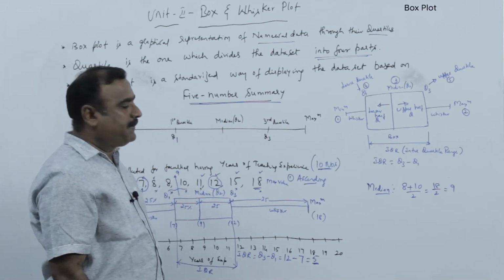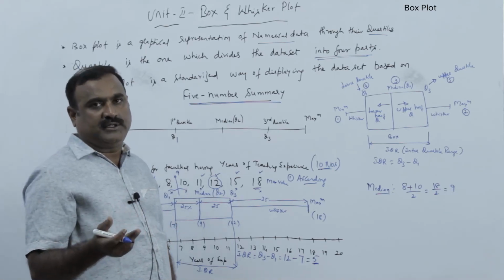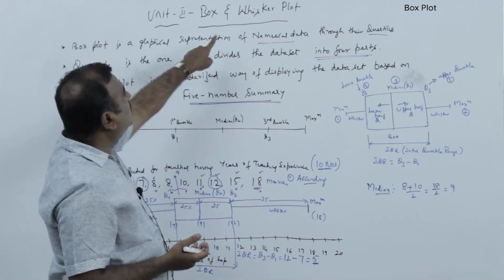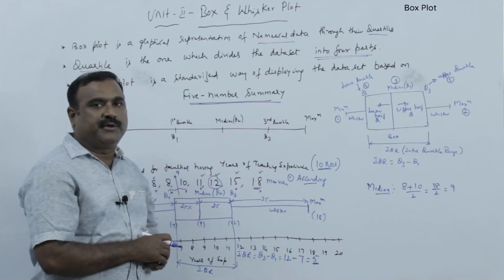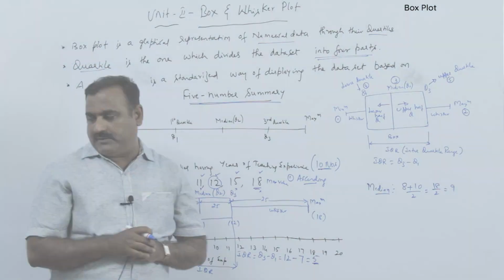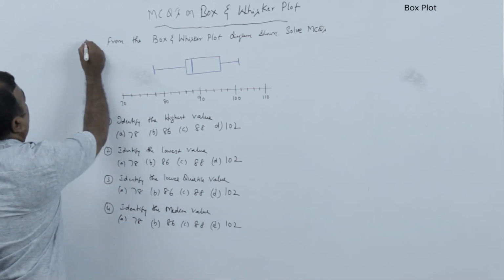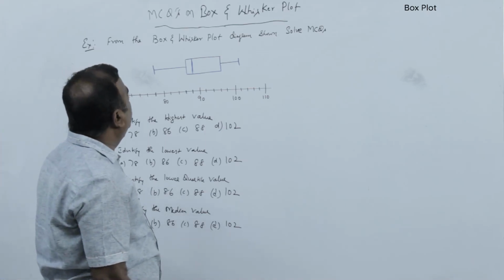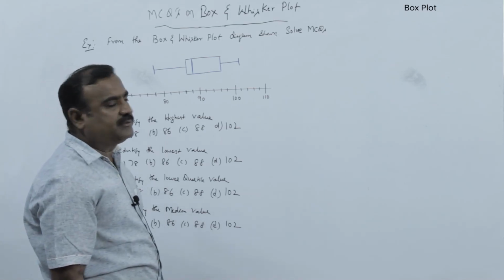These you should remember. Now, based on this, I am going to solve multiple choice questions on box and whisker plot, because now you understood the concept. I would like to continue with the MCQs on this, and how the questions will be asked in examinations. Now, here one example is being shown on box and whisker plot. From the diagram shown, we have to solve some MCQs.